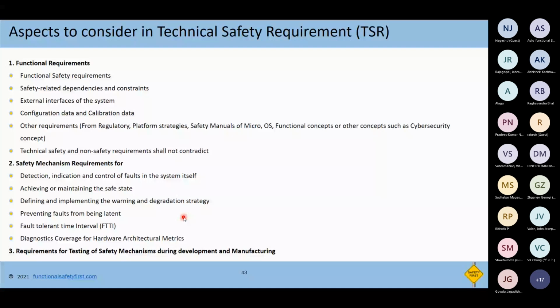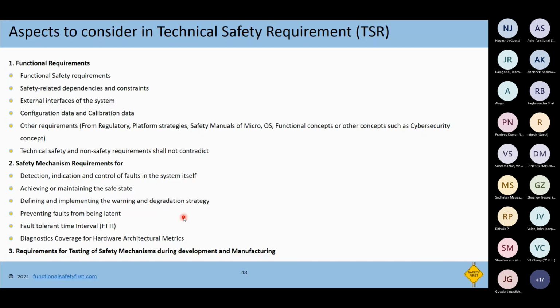So in the functional safety requirements, we first need to obviously consider the functional safety requirements, which is our main intention to do at the vehicle level. We need to consider the functional safety requirement, and then safety related dependencies and constraints. For example, we might have some constraint in monitoring some icon when it animates. So what are all the constraints we have in a system that need to be considered while deriving technical safety requirements? The external interfaces of the system, so it could be a CAN interface, or some other external communication interface. Those related details: what is the message ID, periodicity, what is the value?